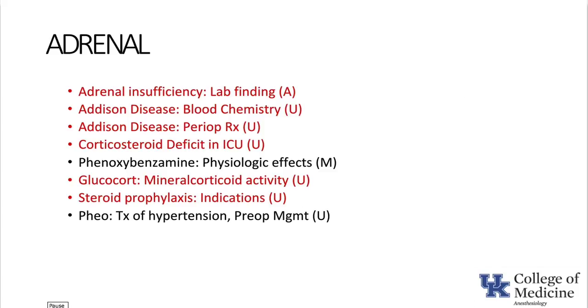This is a list of questions that have appeared on recent ABA board exams. Those designated with an A appeared on an advanced exam. Those designated with a U appeared on exams before the board exam was divided into advanced and basic exams. Those designated with an M appeared on maintenance of certification exams. Questions appearing in red are those which will be discussed in this podcast.